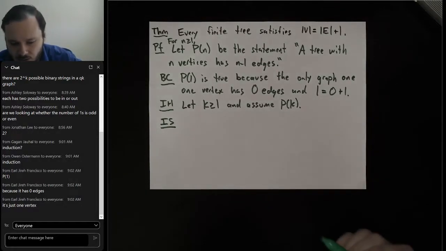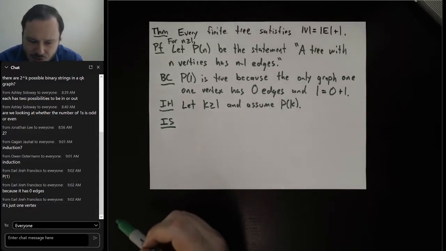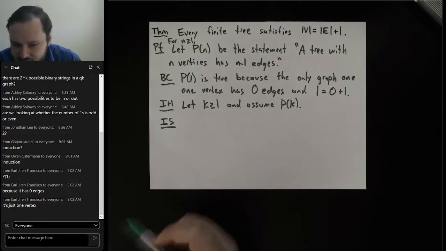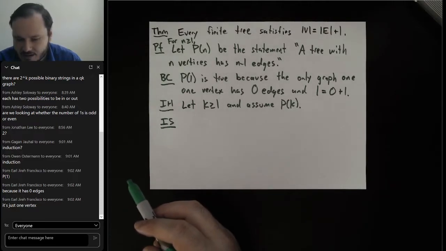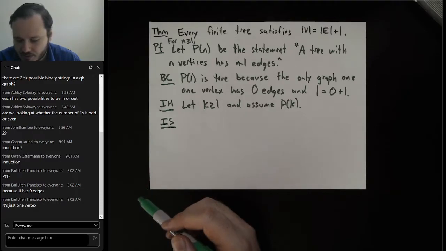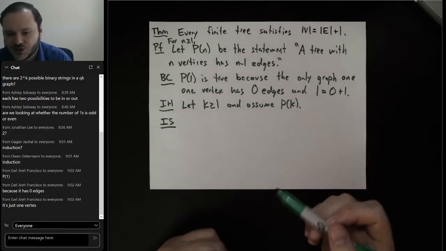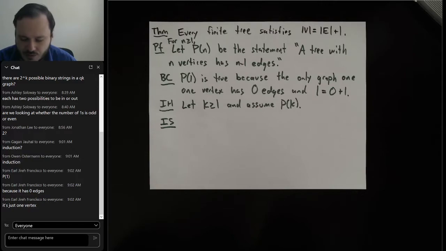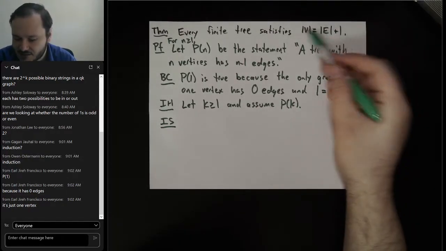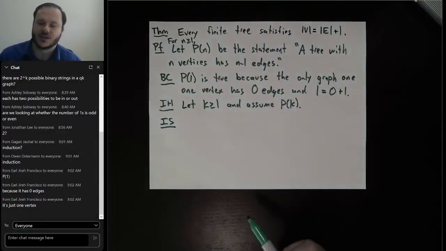I need to prove something about it, and I want to use induction. So somehow I have to turn a tree with k plus 1 vertices into a tree with k vertices. And the easiest way to do that is to find a vertex that has degree 1. Because if I have a vertex with degree 1, that's one vertex and one edge. I eliminate those two. What I'm left with is a tree on k vertices. I know that's going to have this relationship. Then I add back one more vertex, one more edge. This will still be true.